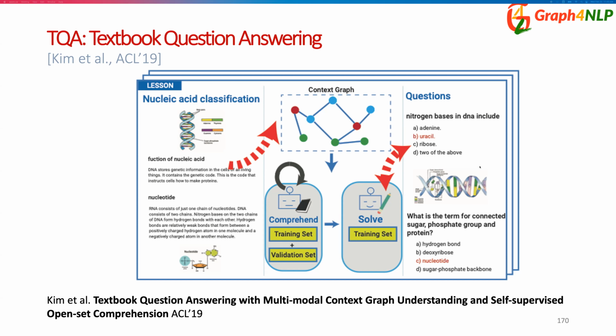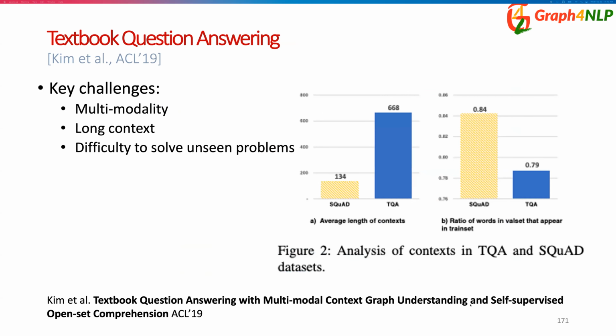You can see some example questions here. The key challenge is multimodality. The second is long context. As you can see from the chart, the average length of context for textbook QA is a few times larger than what you see in the more popular question answering tasks. It's also more difficult because typically each textbook covers one subject, so if you have an additional problem, you probably need to read another textbook to answer those problems.